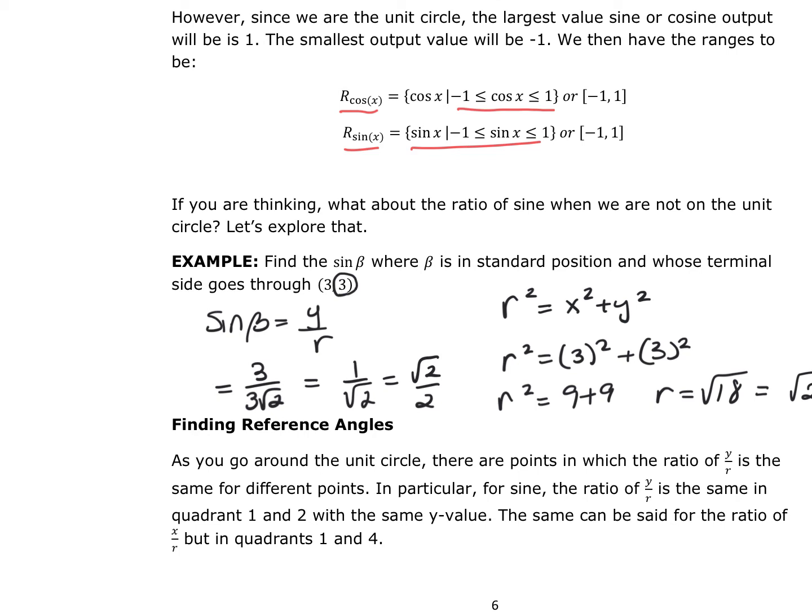Oh, so I didn't ask for beta, but I know what it is. If my sine value is square root of 2 over 2, that means my beta must have been pi over 4. Notice my radius, however, is not the unit circle.